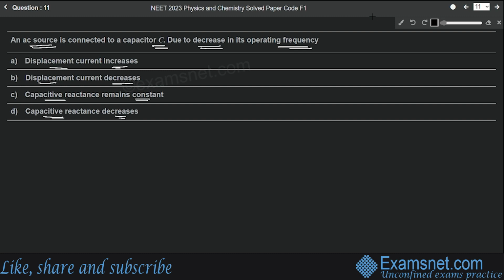Okay, so we know that the capacitive reactance, that is Xc, is equal to 1 by omega C, where C is the capacitance and omega is the operating frequency. According to the question, there is decrease in its operating frequency. Okay, that means omega decreases. We know that Xc is inversely proportional to omega. So when omega will decrease, what will happen to Xc? It will increase. Okay, so when omega decreases, the capacitive reactance Xc increases.